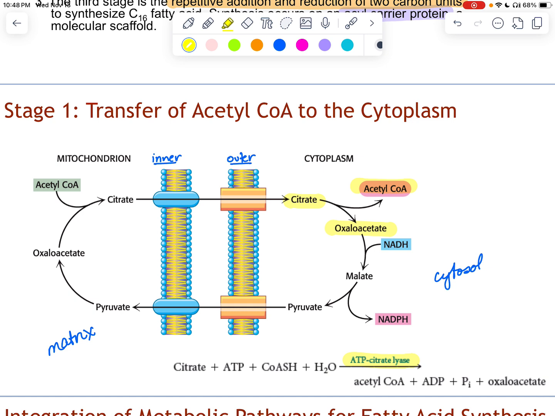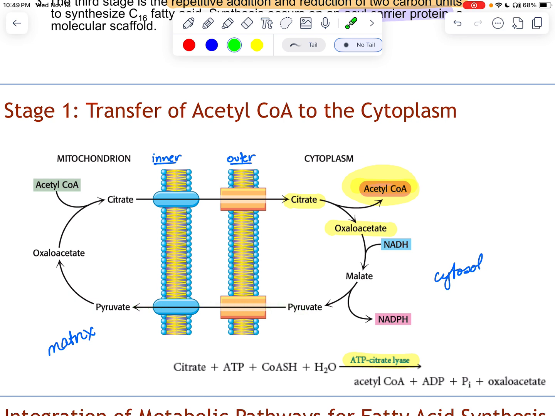So now, yay, we've got our acetyl-CoA out in the cytoplasm where we need it. But unfortunately, we still need to get that oxaloacetate back into the matrix because we need to be able to continue the citric acid cycle or the formation of citrate to get more acetyl-CoA out here. But just like the acetyl-CoA, there is no specific transporter for oxaloacetate. So instead, we're going to have to get it down to pyruvate so that we can transport this in.